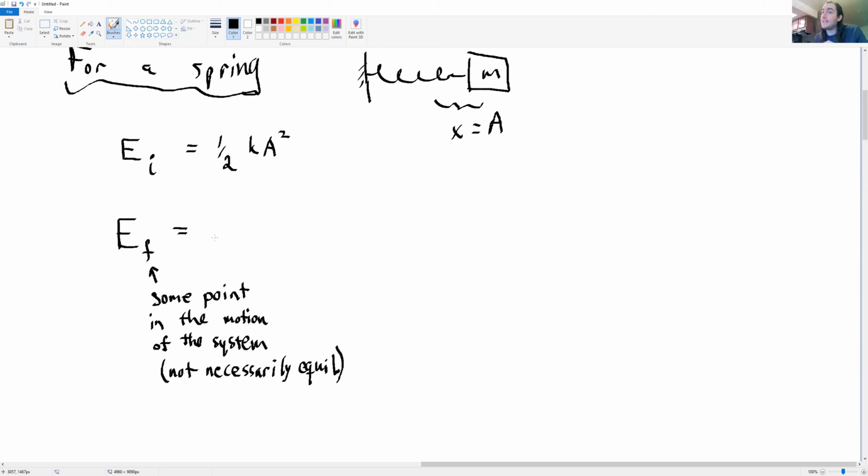Well, if we're looking at some point between the max stretch and just the whole motion of the spring, essentially, then it's going to have kinetic and potential energy. So it's going to have 1/2 m v squared plus 1/2 kx squared. And we don't necessarily know what x and v are. This is the energy of the spring somewhere in its oscillation, somewhere in that motion of the spring.